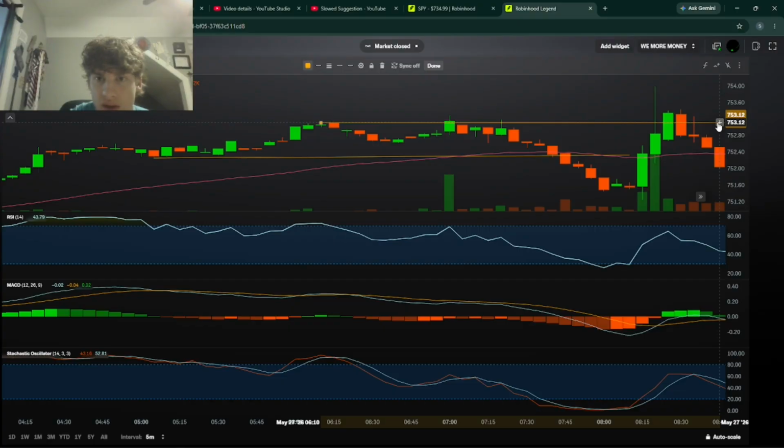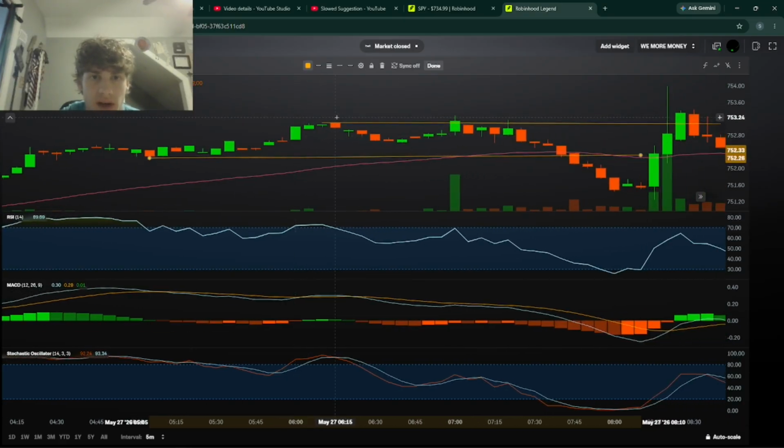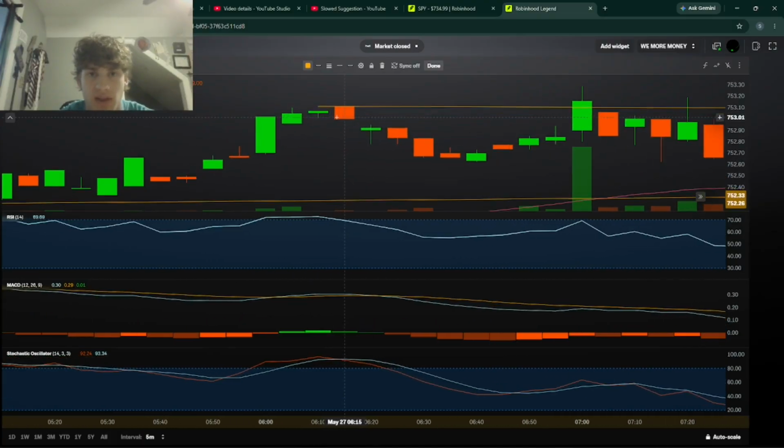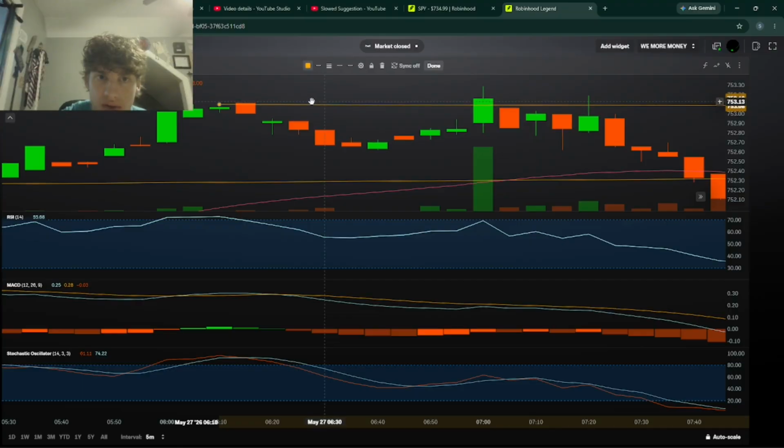Here's a really good example right here. You have your little wave, your little hill. Can this thing zoom in? This is really close, right? You can see the volume's not that high, 752, and then 753. But a dollar is actually a lot when you're doing these calls and puts.